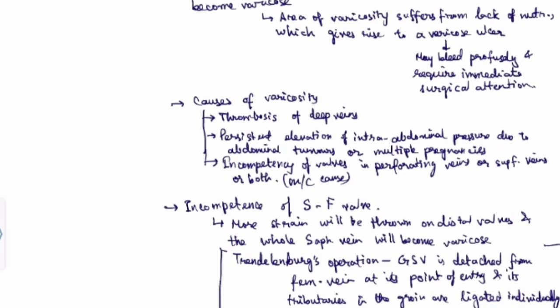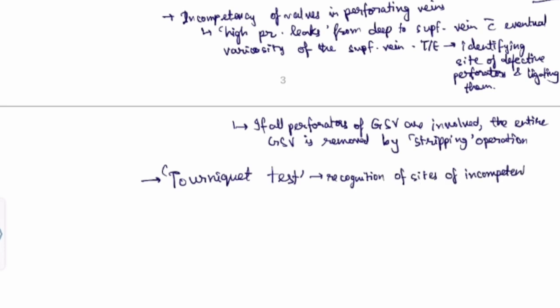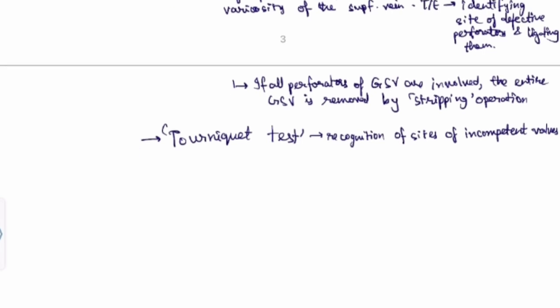Now we can discuss a nice test known as the tourniquet test. What is it? It is used for recognition of sites of incompetent valves. See, the patient is first made to lie down. The affected limb is elevated above the level of the heart to empty the varicose veins.